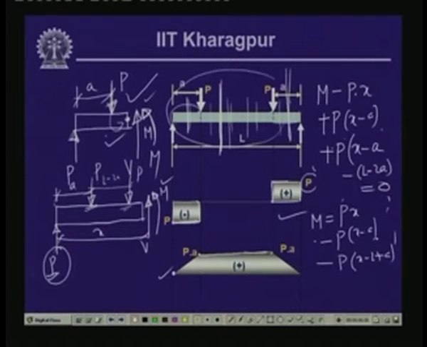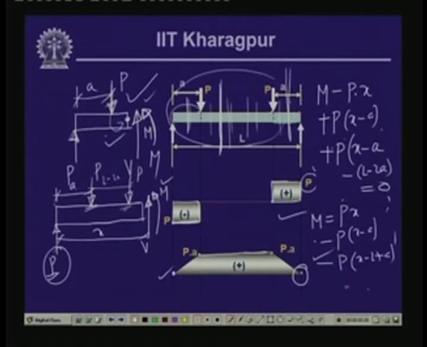Now, here if we substitute the values, at this particular point, if we say that x is equal to L, then you see this is L minus a and this is L minus a, P times L, and this is equal to 0. So, at this point, at x equal to L, we find that the bending moment is equal to 0.